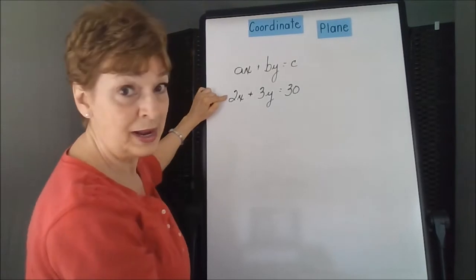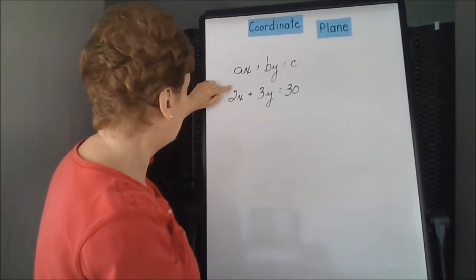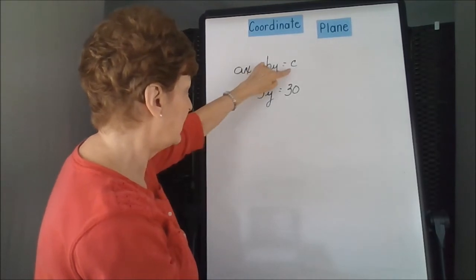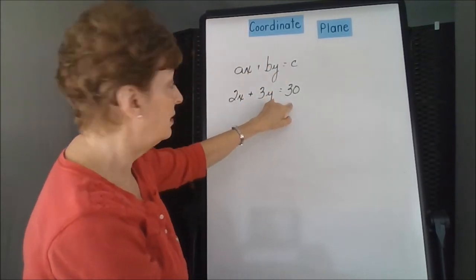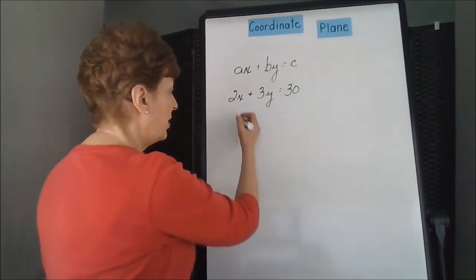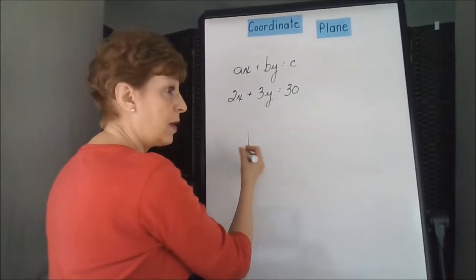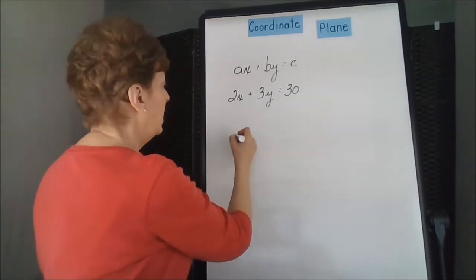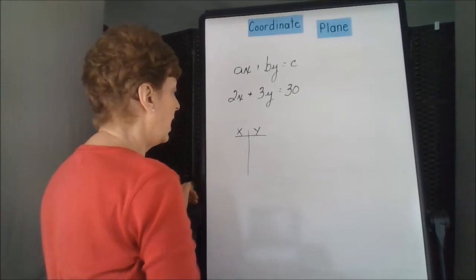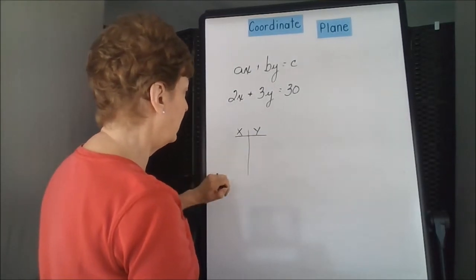I've lined up my equation to the formula where a is the 2, b is 3, and c is 30. That's our equation. Now the values for x and y can vary. That's why they're called variables. And they can easily be done on a t-graph like this, where we're lining up our x and our y.